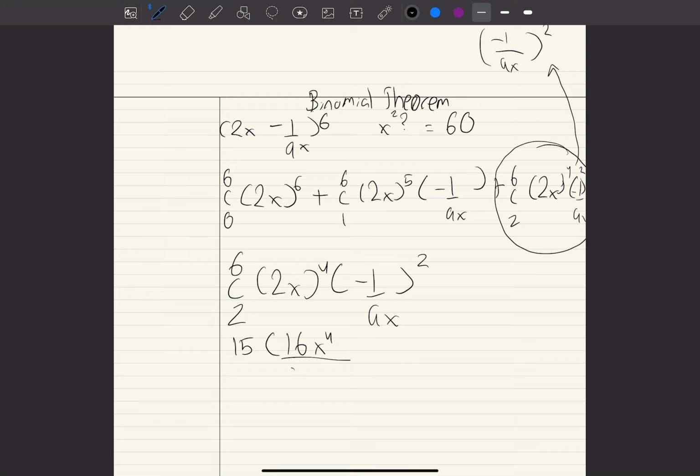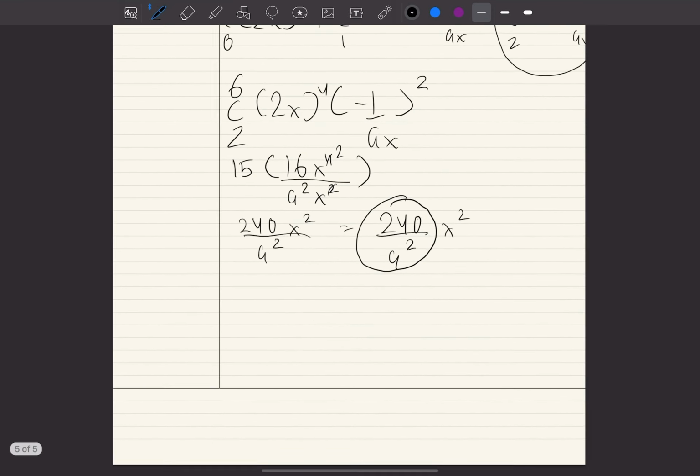Over a squared x squared. Right? And now 15 into 16 is 240. And these two will form the x squared over a squared. So we can basically represent this as 240 in x squared. Now this thing is a coefficient of x squared, but we don't know the value of a, and that's exactly what the question is asking us.